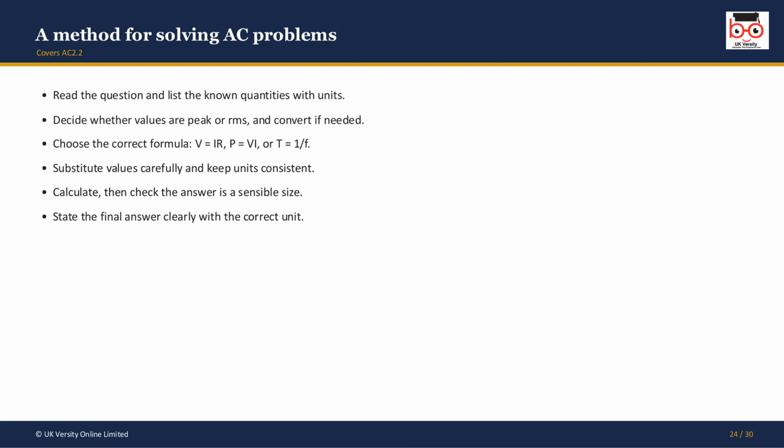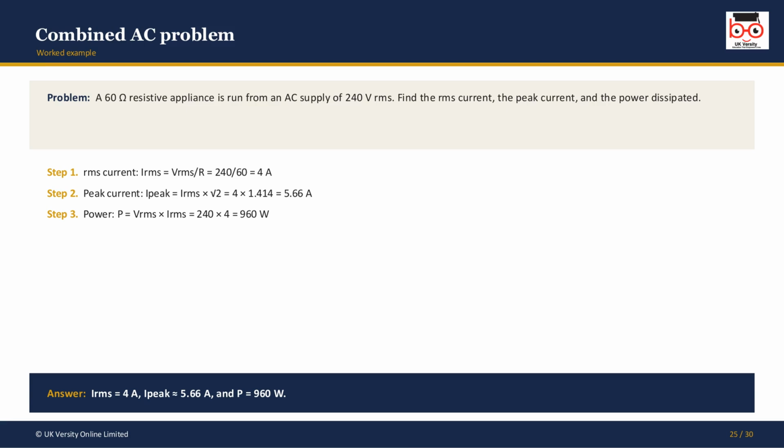Here's a dependable method for AC problems. Read the question and list what you know, with units. Decide whether each value is peak or RMS, and convert if you need to. Pick the right formula, whether that's Ohm's law, a power formula, or the period equals 1 over the frequency. Substitute carefully, keeping your units consistent, then calculate and check the answer is a sensible size, before stating it clearly with the correct unit. Let's bring it together with one problem.